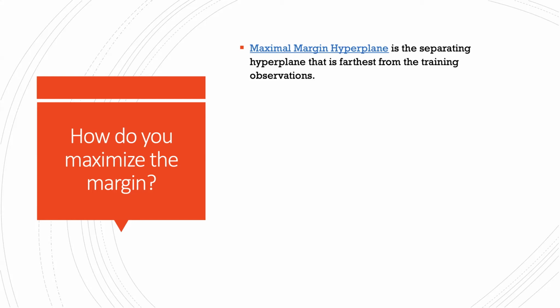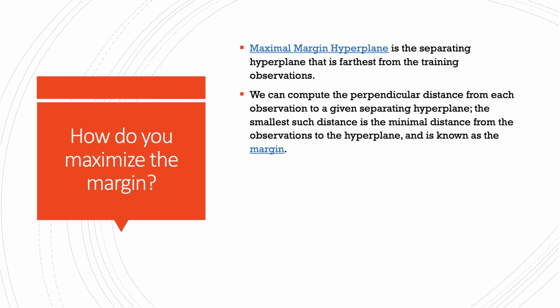For most machine learning methods, we will use our training data sets to run the model, even if it is a maximal margin hyperplane or support vectors or any method we are using. After that, we will use test data to see the performance of our classification method. And then we can compute the perpendicular distance from each observation to a given separating hyperplane.